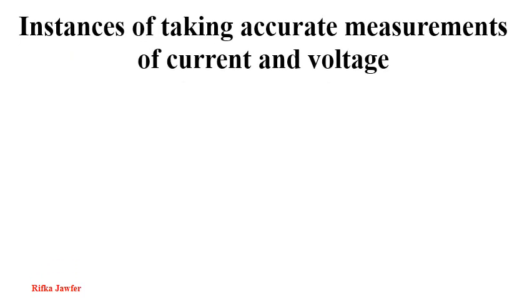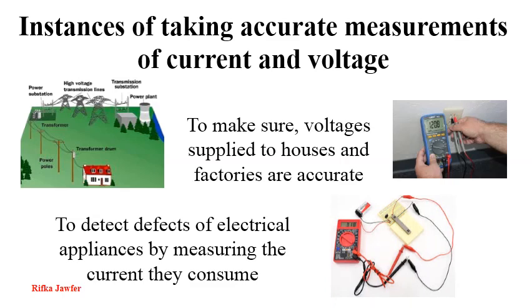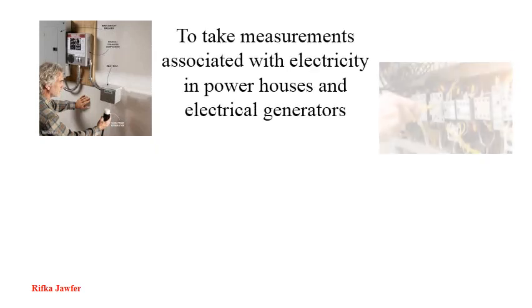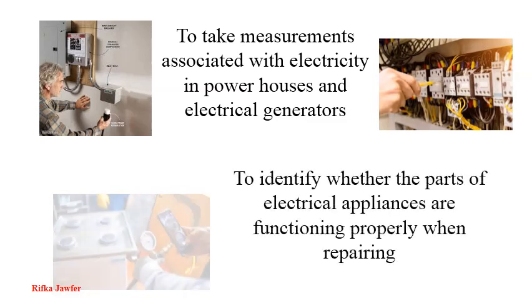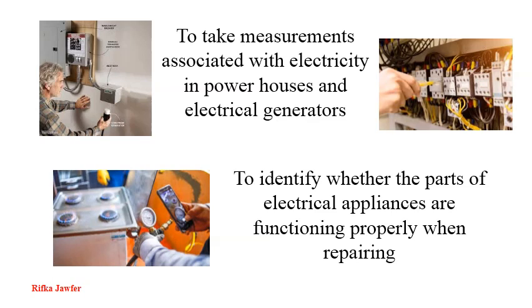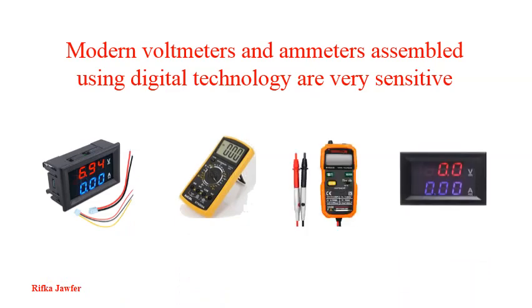There are various instances of taking accurate measurements of current and voltage. To make sure voltage supplied to houses and factories are accurate. To detect defects of electrical appliances by measuring the current they consume. To take measurements associated with electricity in powerhouses and electrical generators. And to identify whether the parts of electrical appliances are functioning properly when repairing. Modern voltmeters and ammeters assembled using digital technology are very sensitive.